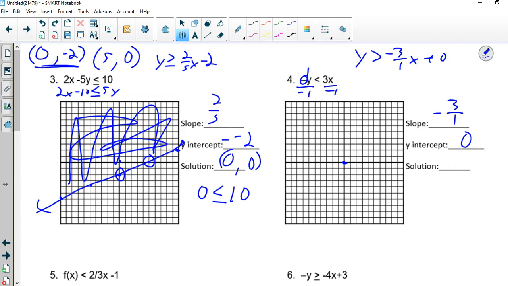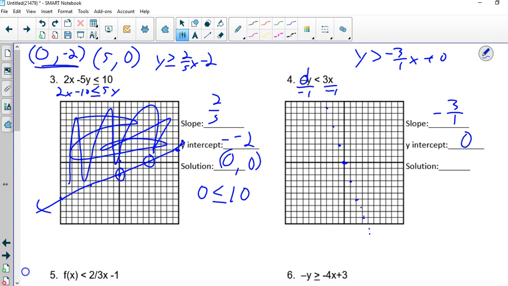So now my slope, instead of going up and to the right, is going to go down and to the right. Down 3, right 1. Or up 3, left 1.